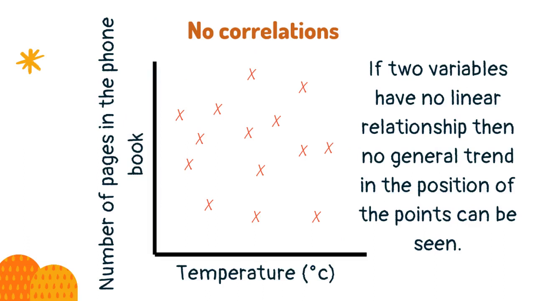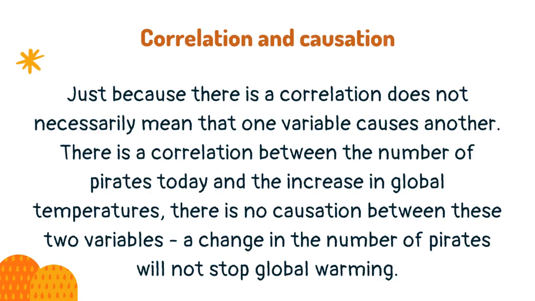If two variables have no linear relationship, then no general trend in the position of the points can be seen. Just because there is a correlation does not necessarily mean that one variable causes another. Correlations can be caused by a third factor that is not mentioned, or it can just simply be a coincidence. There is a correlation between the number of pirates today and the increase in global temperatures. There is no causation between these two variables. A change in the number of pirates will not stop global warming.